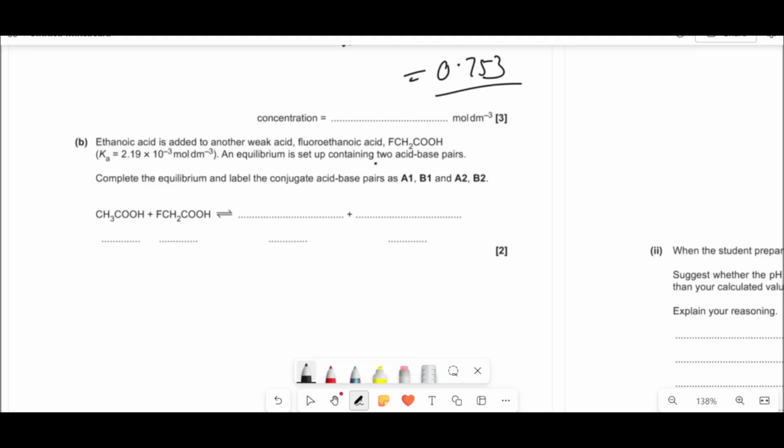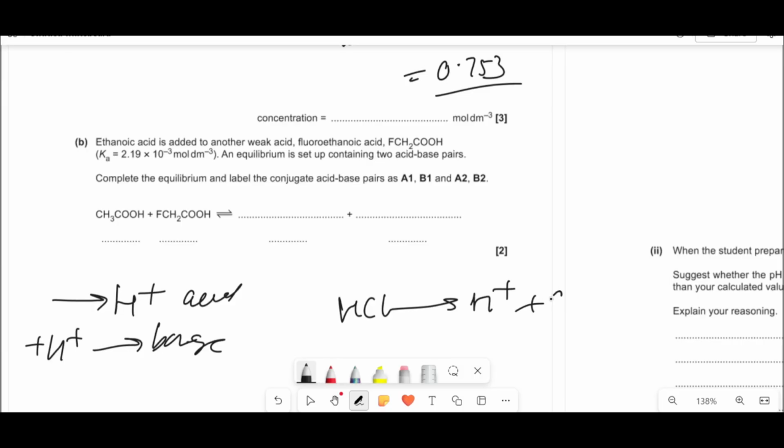Ethanoic acid is added to another weak acid, fluoroethanoic acid. An equilibrium is set up with these two. Complete the equilibrium and label the conjugate acid-base pairs. Anything in the universe that loses an H plus is an acid. Anything in the universe that gains an H plus is a base. That's it. So if I have HCl, for example, H plus, Cl minus, this is an acid because it can lose an H plus. This is a base going to accept an H plus to become this again. So that's how this whole thing works.